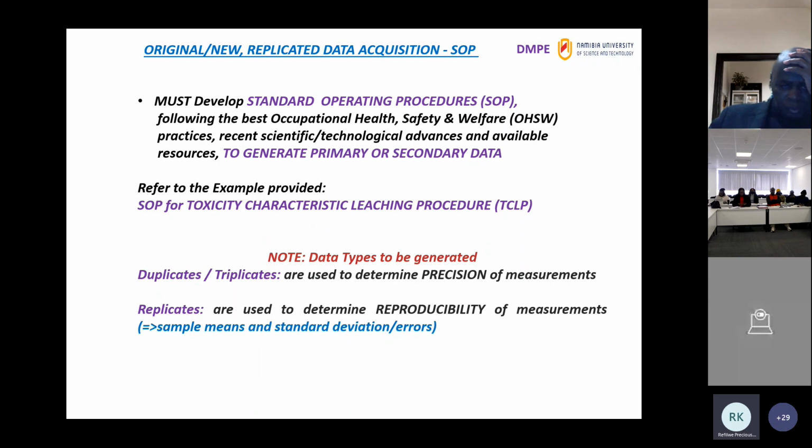Those are duplicates and triplicates or quadruplicates, right? Take it at the same time, 4 times, 3 times, 2 times. Then you analyze. What you get is values which you can average. But the variation you get in terms of the mean and the standard deviation is telling you about precision of the measurements.